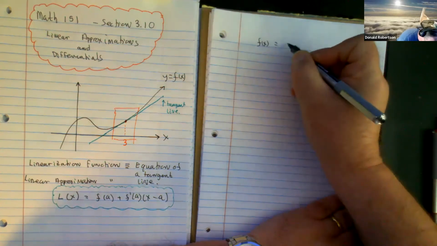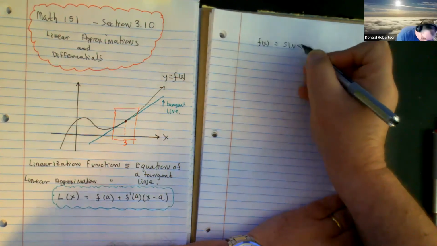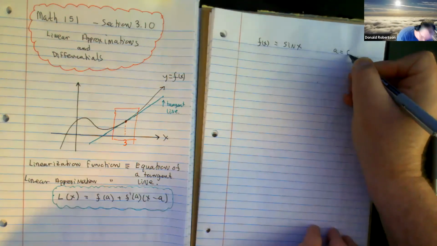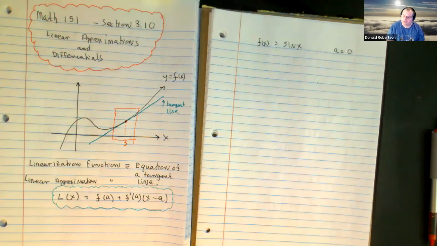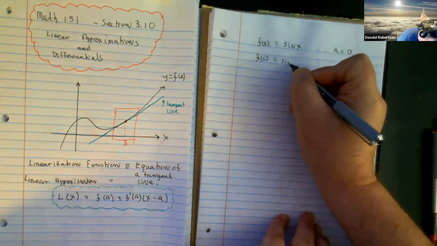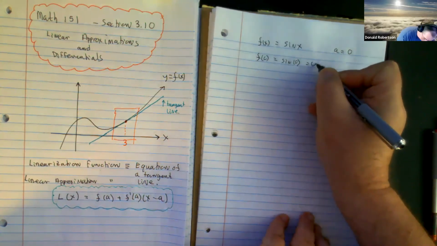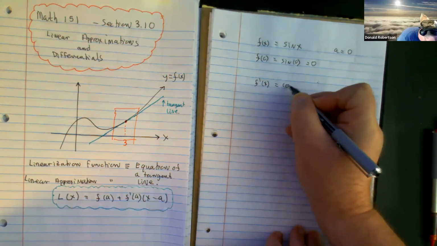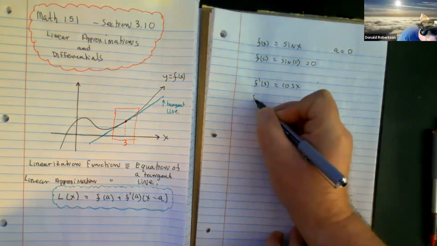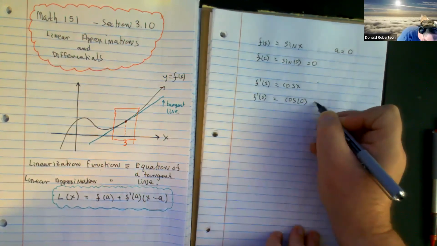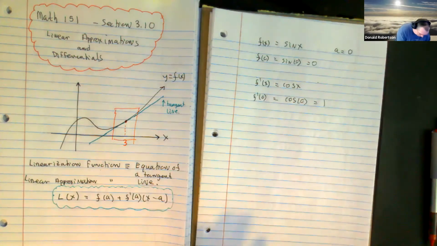I'm going to do a linear approximation function for sine x, and I'm going to do it at a equals 0. Well, the value of the function at 0 is the sine of 0, which is 0. If you differentiate sine x, you get cosine x, and the value of the derivative at 0 is the cosine of 0, which is 1. Right, we're ready to go then.